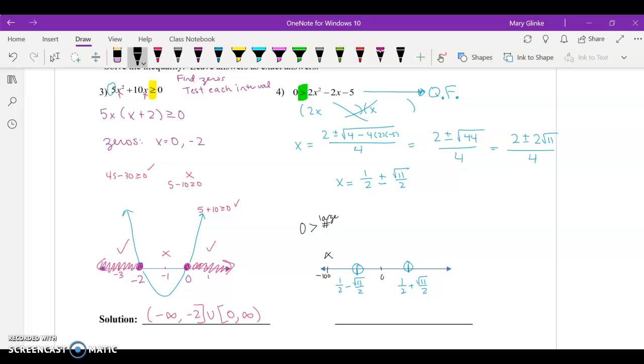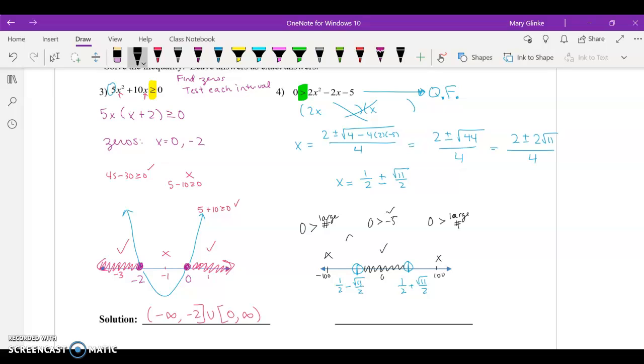In between here, you're going to test 0 or something like that. You're going to get 0 is bigger than -5. That is true, so that part works. And lastly, you can pick another large number like +100. If you plug in 100, you're going to end up squaring, again, some large number, multiplying it by 2. You're going to get 0 is bigger than some other large number. This is not true, so therefore this can't be shaded.